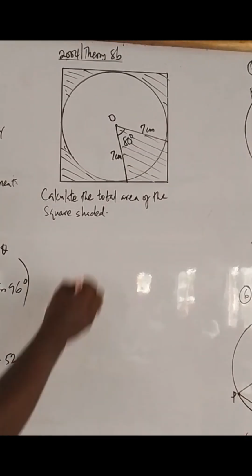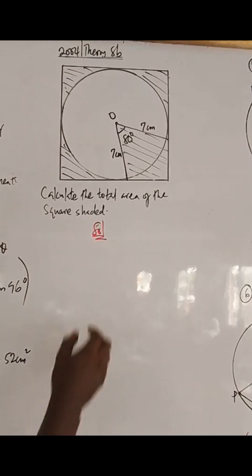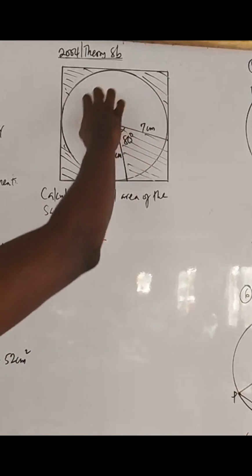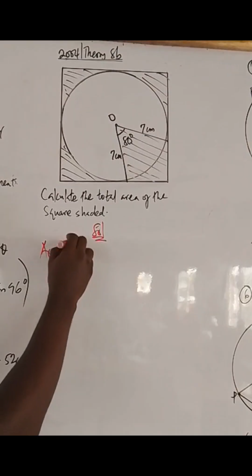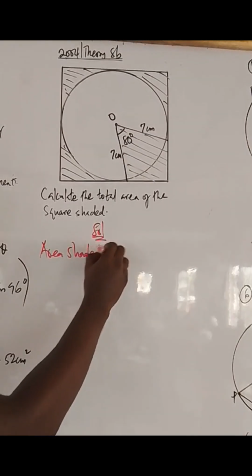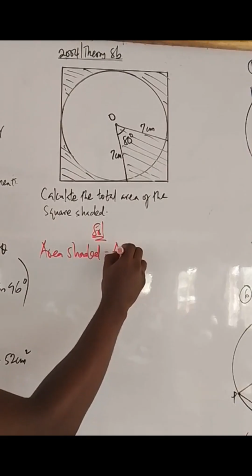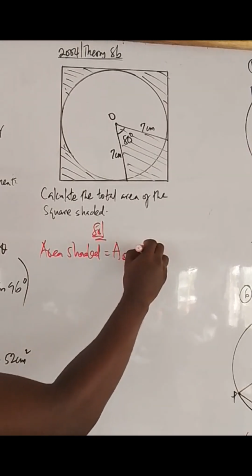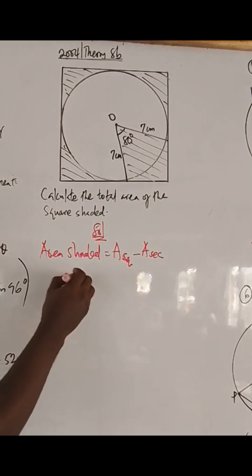In this question, to get the area shaded, we can do that easily by removing this major sector. This unshaded part is the major sector from the square. So we can say the area shaded equals the area of the square minus the area of the sector. What's the area of a square?